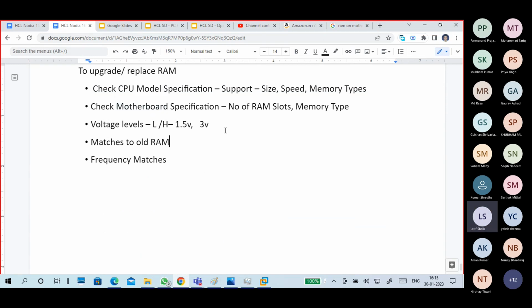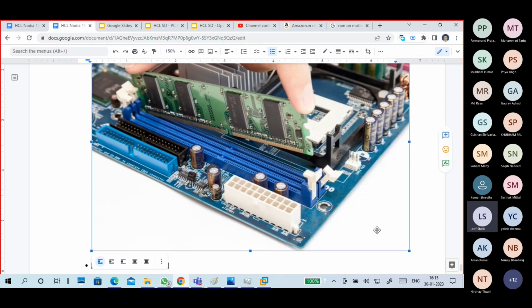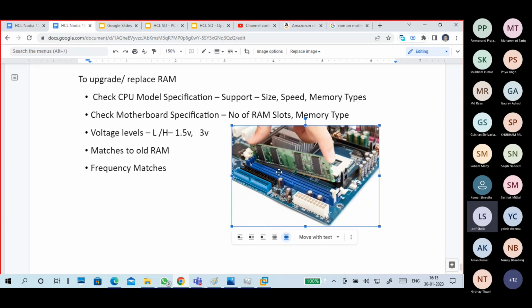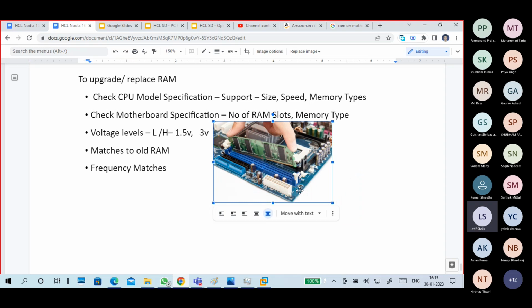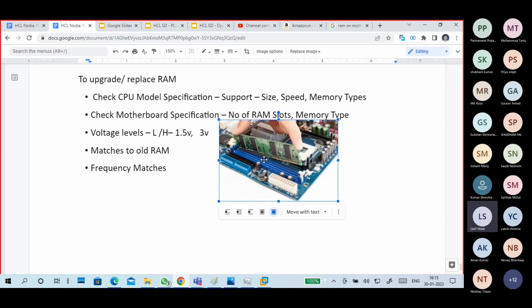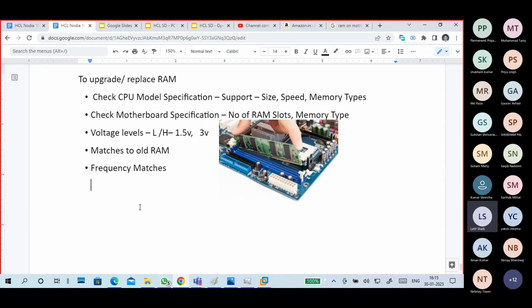RAMs you can easily fit inside. Now you have one RAM and you want to increase your RAM capacity. So what will you do? First of all, check your CPU specifications and motherboard compatibility. Based on that, you have to choose your RAM size, RAM slot type, or RAM model. Based on the CPU, you will know how much RAM size you can use, and what type of memory or speed of RAM will be decided from the CPU side. Based on the motherboard, RAM slots and memory types are dependent, and voltage levels are also a dependent part.